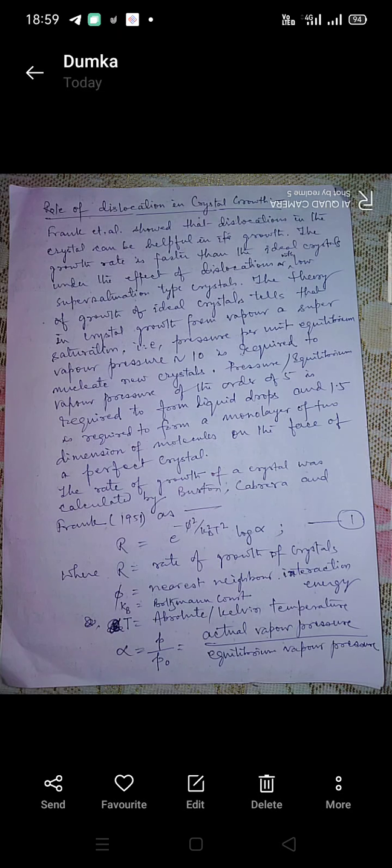Now I am telling you the role of dislocation in crystal growth. Normally we talk about ideal crystals, but what is the difference with crystals having dislocations in them? Frank et al. showed that dislocations in the crystal can be helpful in its growth. The growth rate is faster than in ideal crystals under the effect of dislocations, even with low supersaturation.